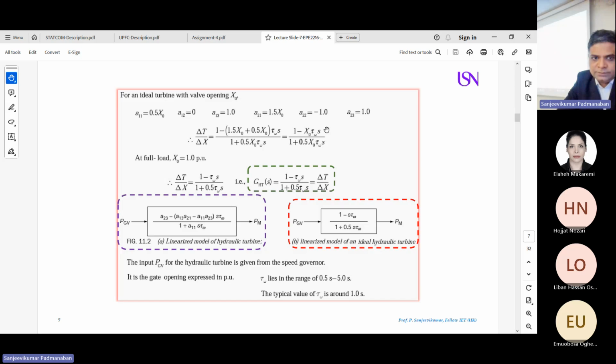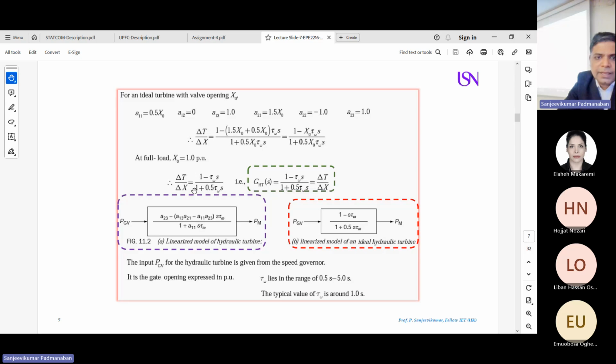With this reduced equation, if you have a full load condition, where your hydropower plant is going to be fully loaded, then consider x naught equal to 1 per unit in this equation. Then substitute that value. You can further reduce the equation: delta T divided by delta X is equal to 1 minus tau W into S divided by 1 plus 0.5 tau W S. So this is the complete equation of your delta T divided by delta X.